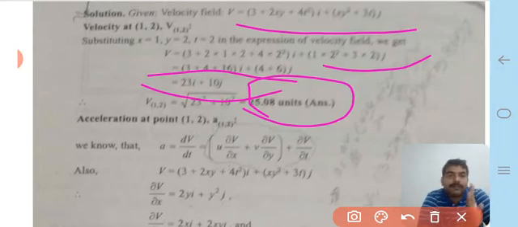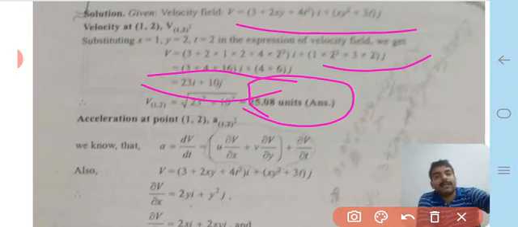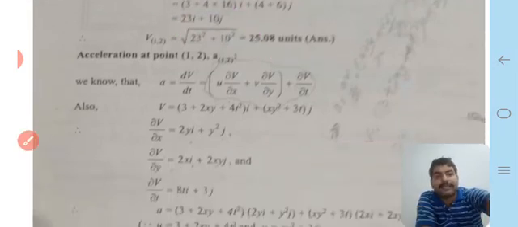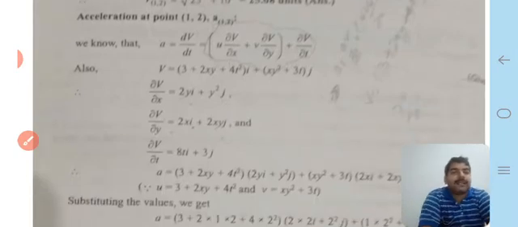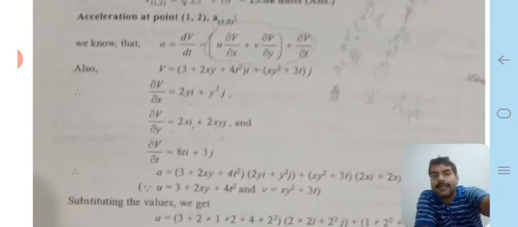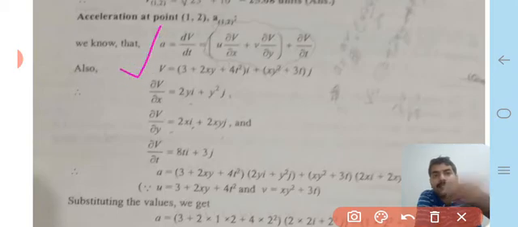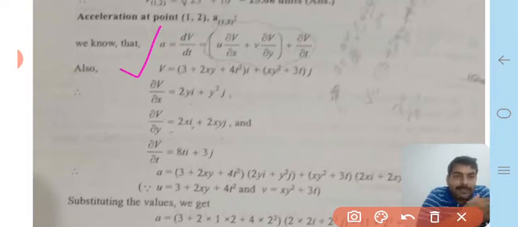Now the next one is the acceleration at the point. We know the expression a equal to DV/Dt, the acceleration, which we can write as u ∂V/∂x plus v ∂V/∂y plus ∂V/∂t. This is the differential equation.